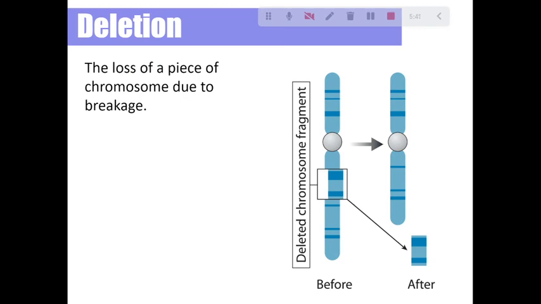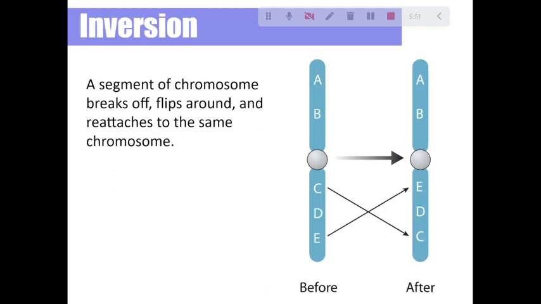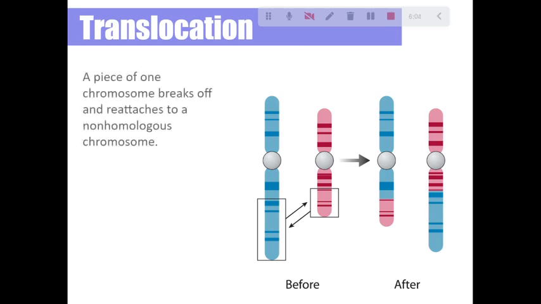Deletion is the loss of a piece of chromosome due to breakage. Inversion is when a segment of the chromosome breaks off, flips around, and reattaches to the same chromosome. A translocation occurs when a piece of one chromosome breaks off and reattaches to a nonhomologous chromosome.